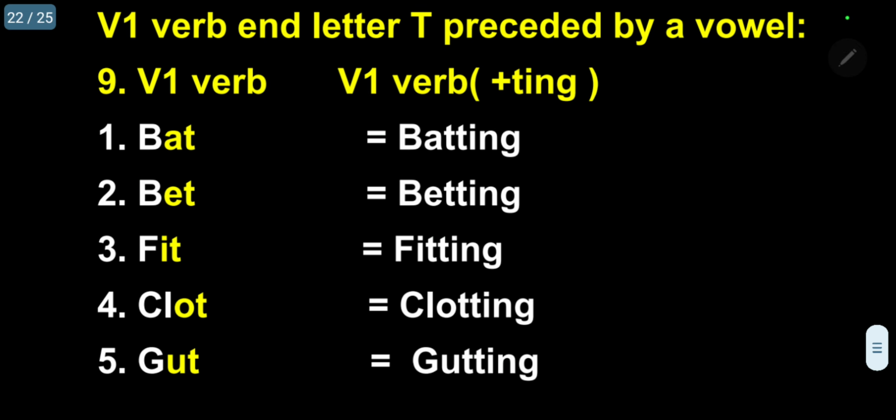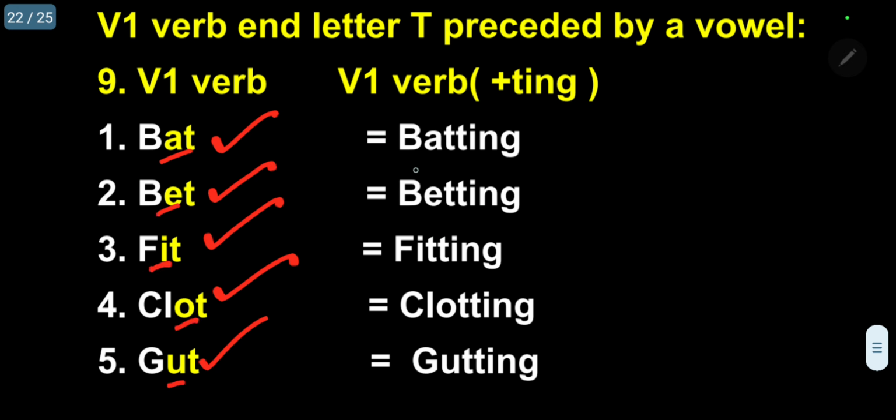T. Kindly follow, letter T. Bat, bit, fit, clot, cut. The vowels are A, E, I, O, U. So bat becomes batting, bit becomes bitting, fit becomes fitting, clot becomes clotting, cut becomes cutting. Always T plus ing is added.